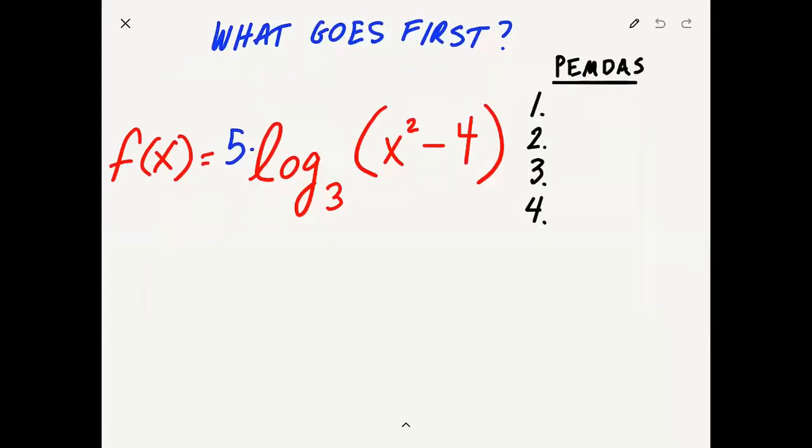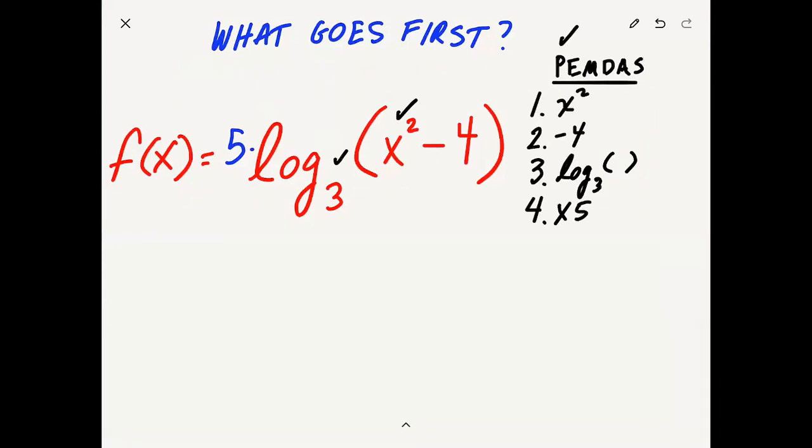Okay, now let's see. Here's another one. We're doing PEMDAS. What goes first? Well, we've got parentheses, so we're going to start with the parentheses. This part here, we are squaring x. That's the first thing that we did. Then we subtract 4. Next thing we do, we take the log base 3 of all of that stuff. And then we multiply by 5.